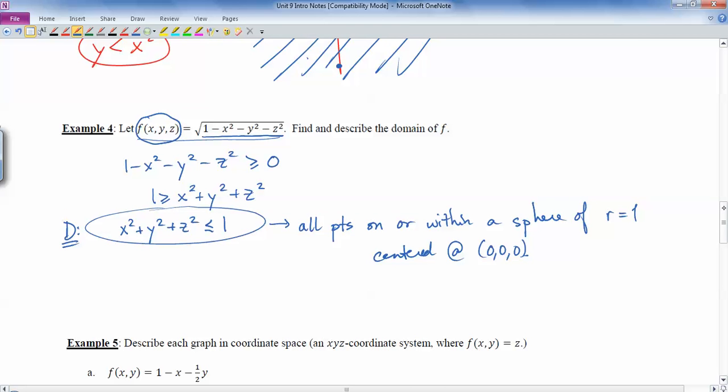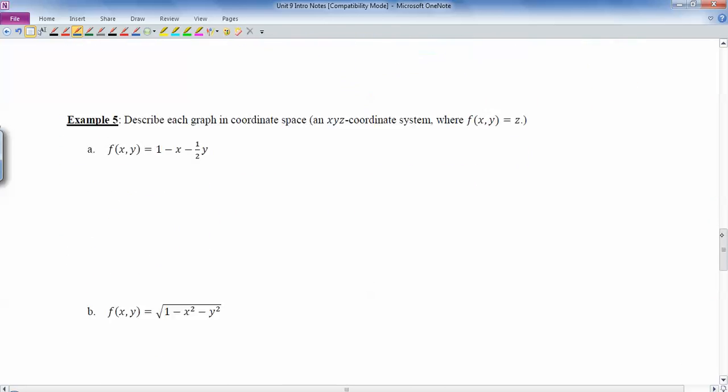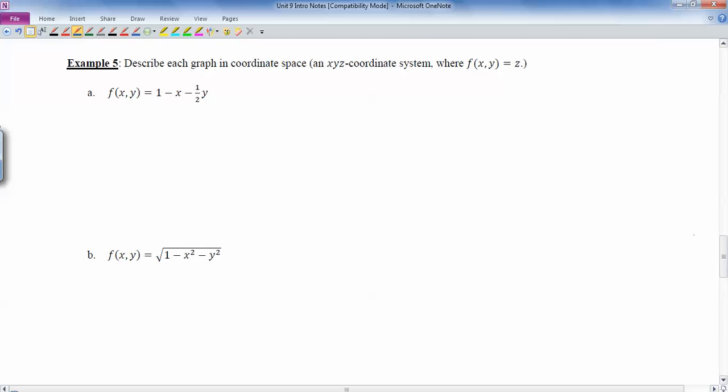Let's see, what's next? Okay, describe the graphs. All right, so the first one, we'll replace these with z's. So think of that as z equals 1 minus x minus half y. If I get all the variables on one side, well, this is ax plus by plus cz equals a constant. That's the equation of a plane.